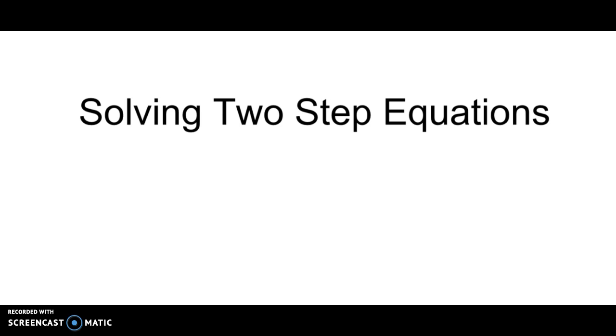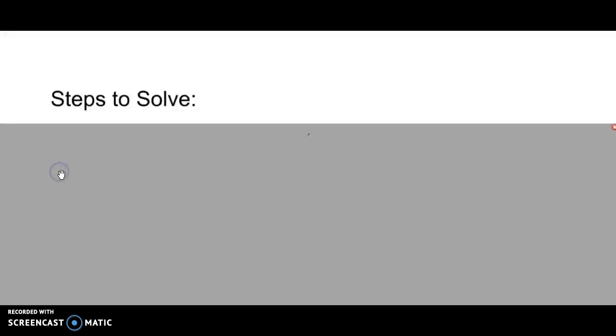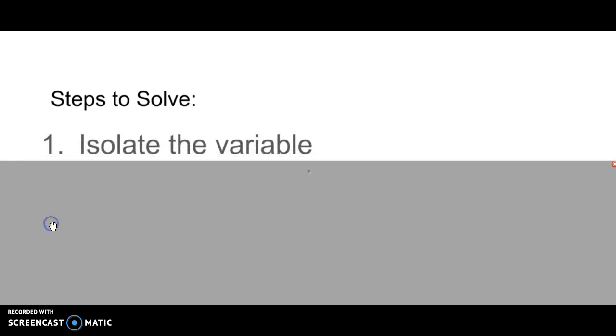So I have a little process for you. This will be the beginning of your notes if you write this up at the top. Just a couple steps to think about as you go through solving a two-step equation. If you could write these down in your notes. The first one is exactly the same as the first step when solving a one-step equation, and that step is to first isolate the variable.